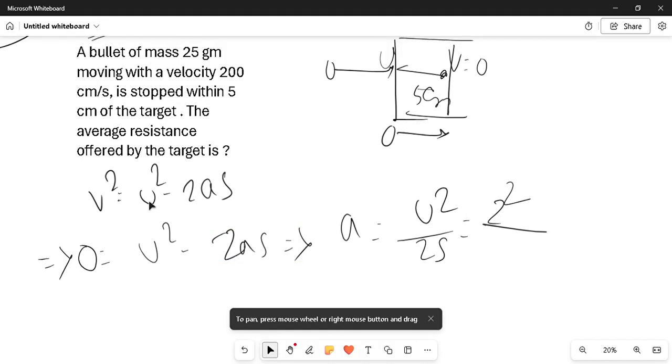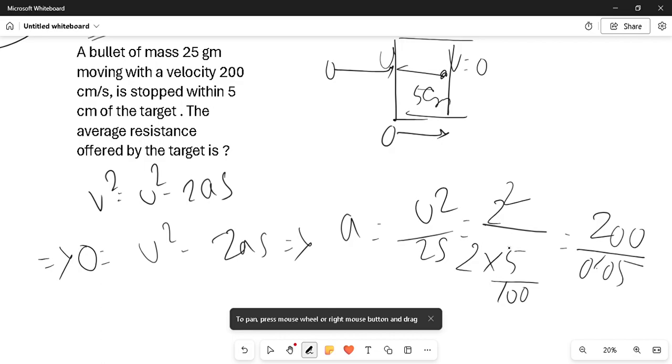One thing: v square equals u square minus 2as. s is the distance through which the bullet goes into the target. So s is 5 cm, which means 5 by 100, that is 0.05 meter. So the value is 40 meter per second square.